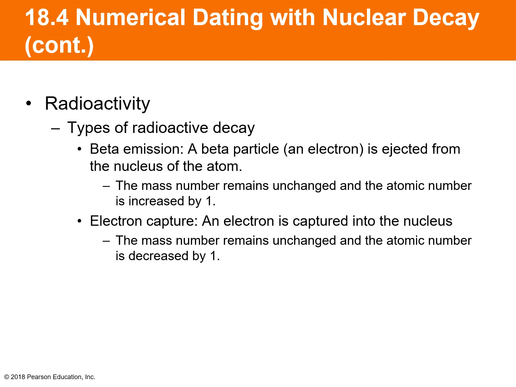Another type of radioactive decay is beta emission, when a beta particle, an electron, is ejected from the nucleus of an atom as a neutron changes into a proton within the nucleus. And then the third type is electron capture, when an electron is captured into the nucleus as a proton turns into a neutron within the nucleus.